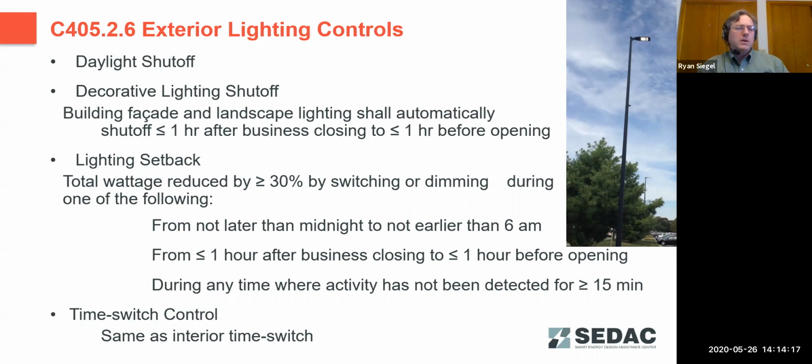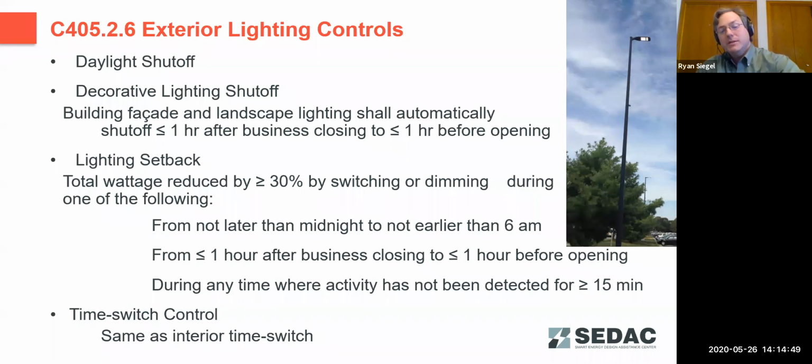So decorative lighting needs to be turned off within 1 hour of the close of business and cannot turn on more than an hour before opening. So this 1 hour, you get an hour on each end so that, while people are likely around, we still have our decorative lighting in place. Now for general lighting, we have to set back by at least 30% during one of the following times.